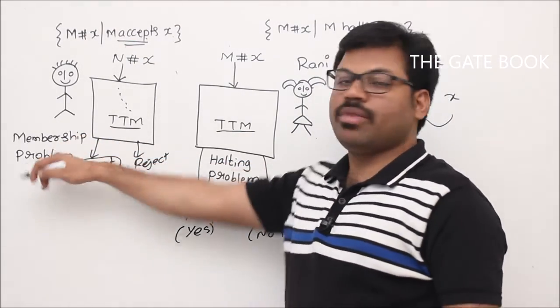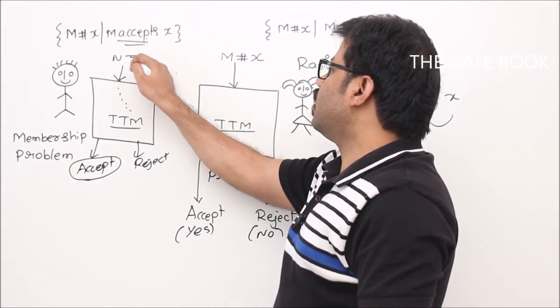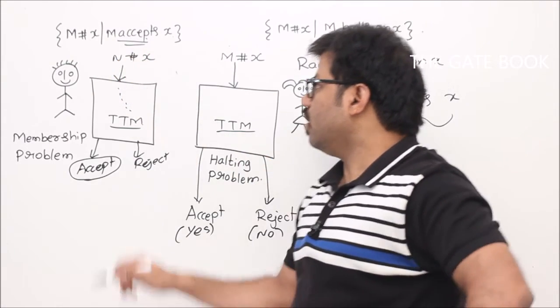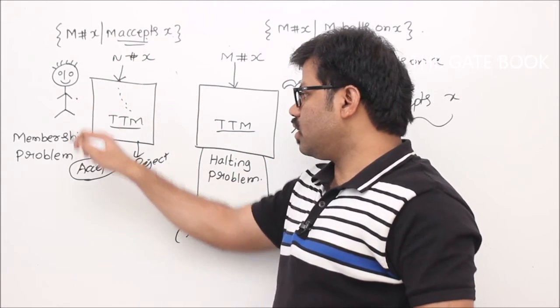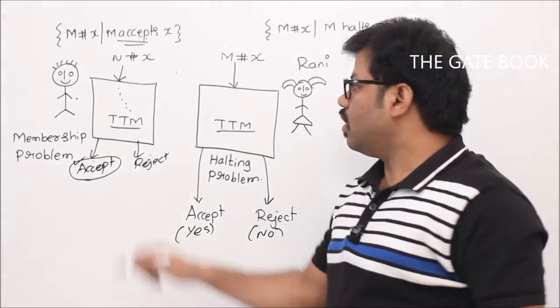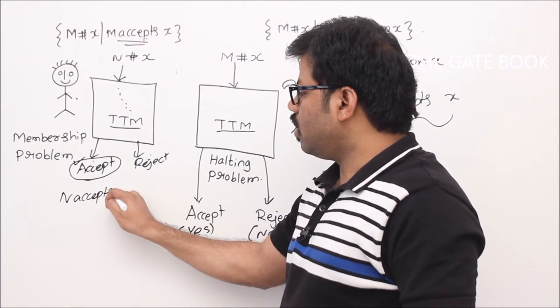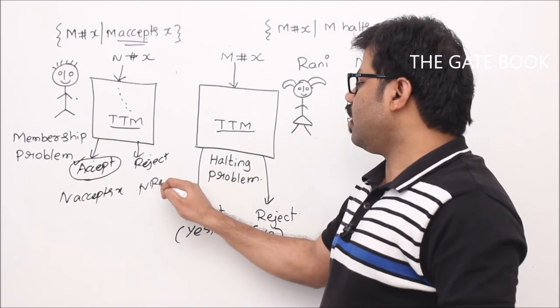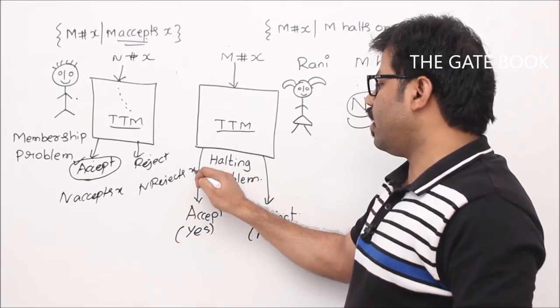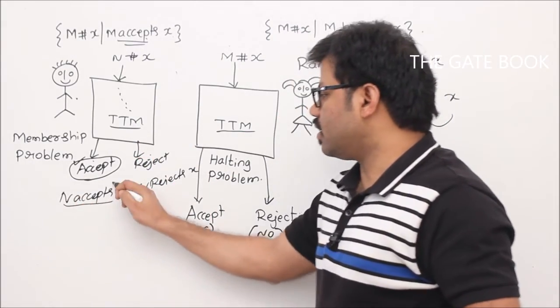Raju, you are a specialist in the membership problem. I give you input N#x. Tell me about N. Then definitely this machine is going to reach the accept state or the reject state. If it goes to the accept state, definitely we can understand that N accepts x, correct? Otherwise we can say that N rejects x. We can easily find it out. That is what Raju is claiming, correct?